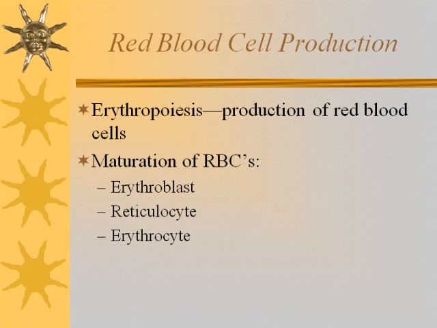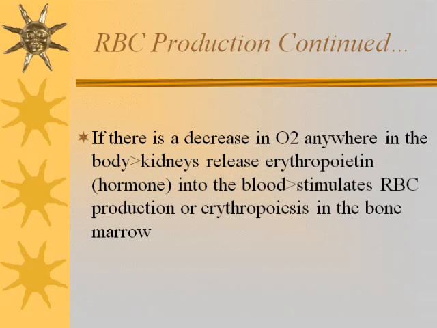Erythropoiesis is the production of red blood cells. You have to know that. It takes place in the bone marrow. Erythropoiesis, the production of red blood cells, occurs in the bone marrow. Red blood cells begin as baby red blood cells, which are erythroblasts. Blasts are babies. Then they progress to reticulocytes and mature to full erythrocytes, or your red blood cells.